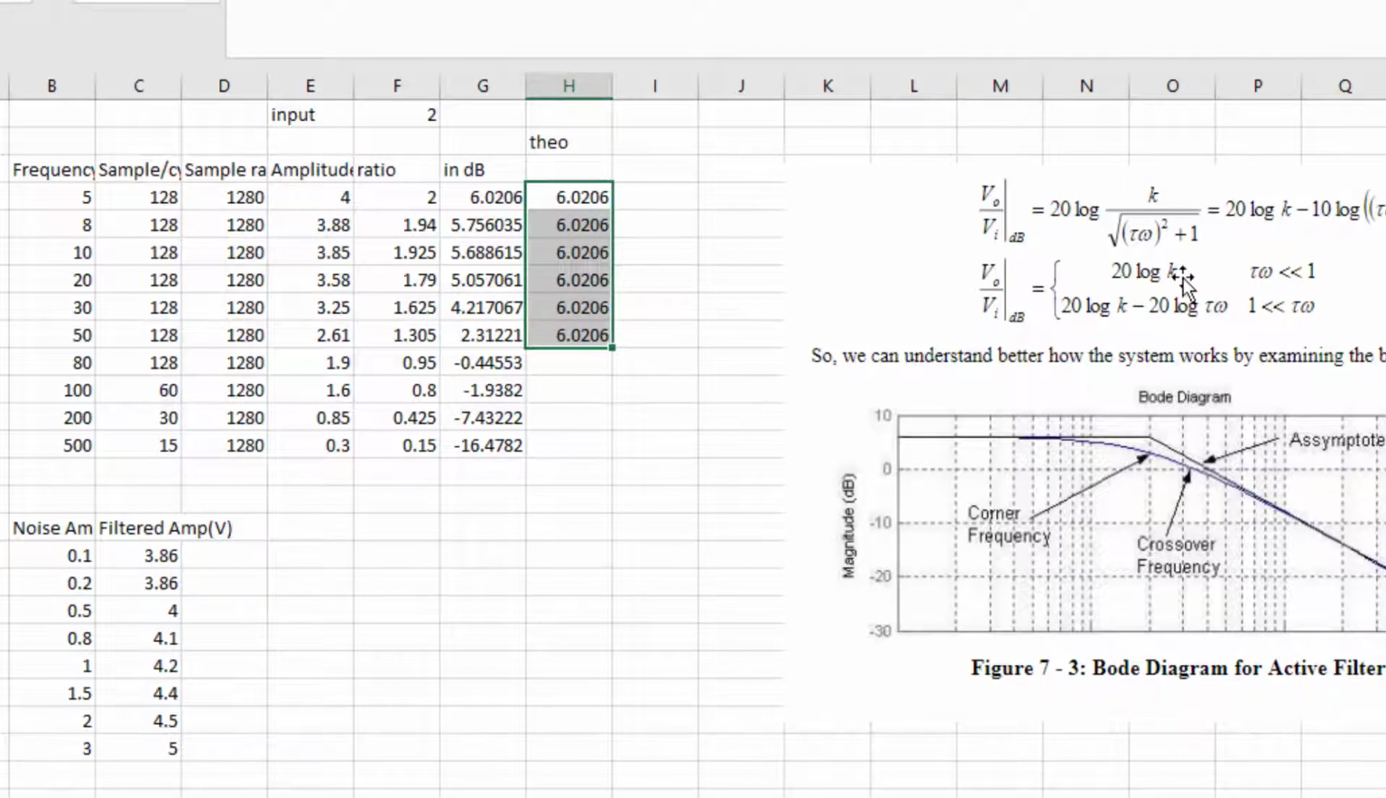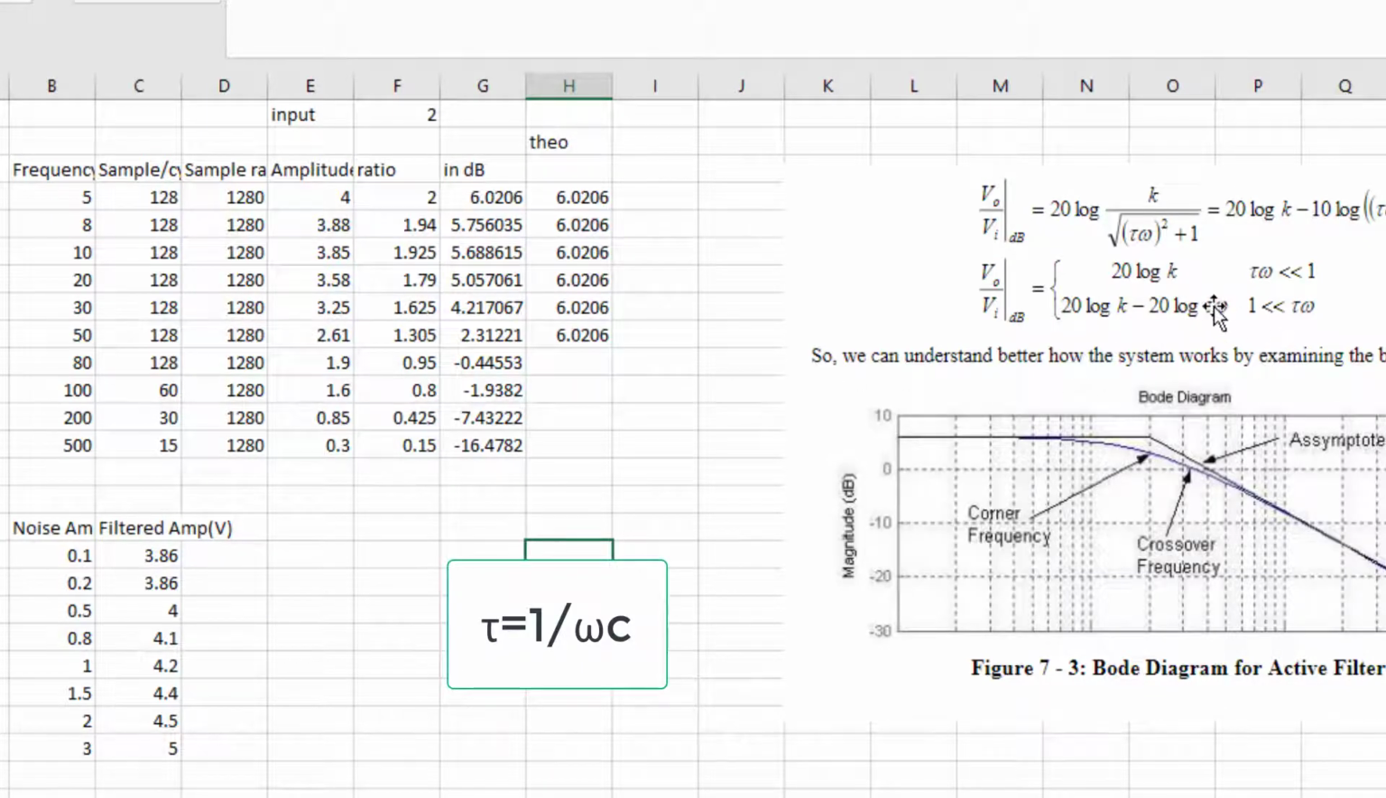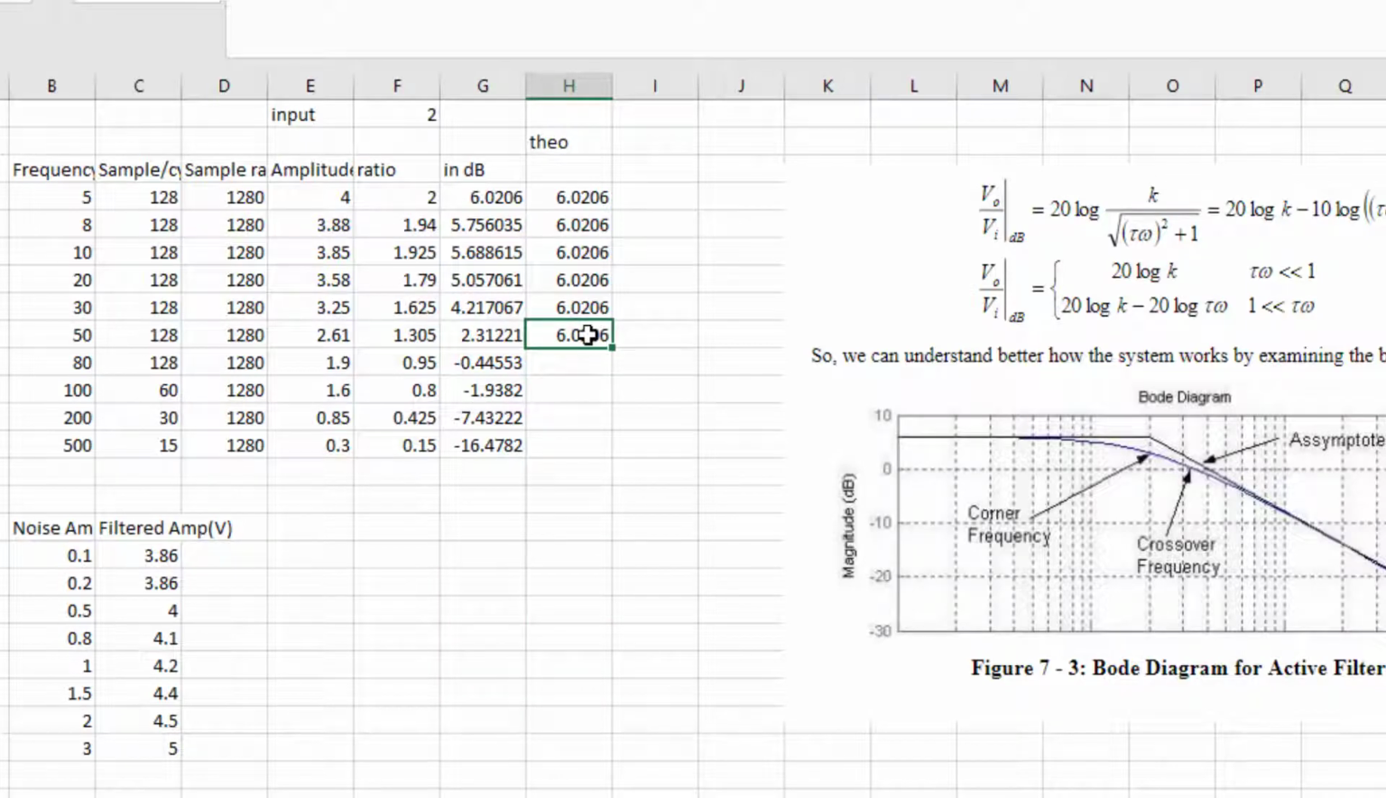Once the frequency goes above 50, it switches to the other equation, which is this one: 20 log k minus 20 log tau omega. Tau you already know is 1 over omega c, and omega c is 50 Hertz in our particular example. So this formula will change to minus 20 times log of omega, your frequency here, divided by omega c, which is 50 Hertz. The first value is going to be the same because omega and omega c are both 50, so they'll cancel out. But as you drag this formula down, you can see the updated values.